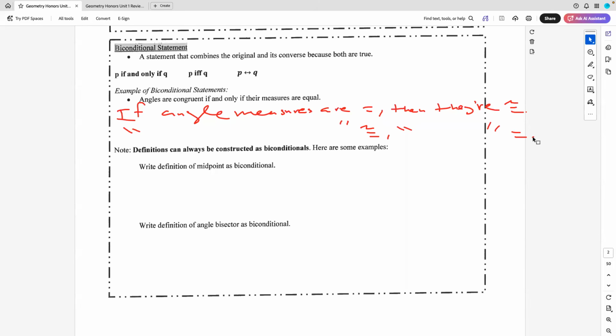So for example, I'm trying to think of a good example. I can't think of good examples right now, but we'll do math examples. So midpoint. What's the definition of midpoint? What does it do? It cuts what in half? Cuts a segment in half. We don't want to say segment, right? So here's what we could say.